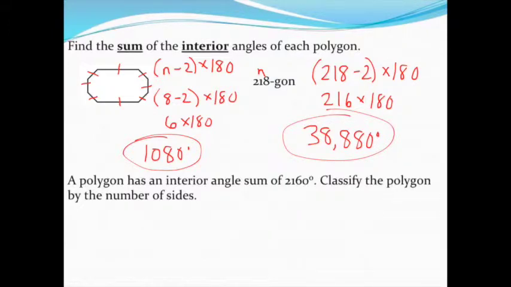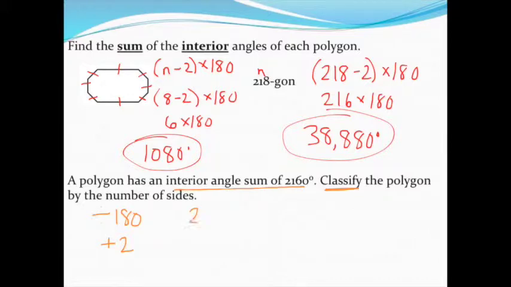For this next problem, we actually want to work backwards. They've given us the interior angle sum, and they want us to classify or name the polygon that has an interior angle sum of 2,160 degrees. So what I'll do in this case is, because I'm working backwards, I'm just going to use my formula backwards. So our formula had us end with multiplying by 180, so I'm going to start with the reverse of that. I'm going to start with dividing by 180. And then our formula had us subtract 2, so the opposite of that would be to add 2. So my working backwards idea is just going to be to use my formula backwards.